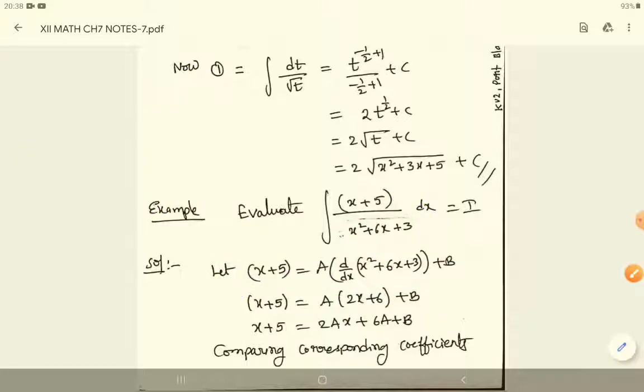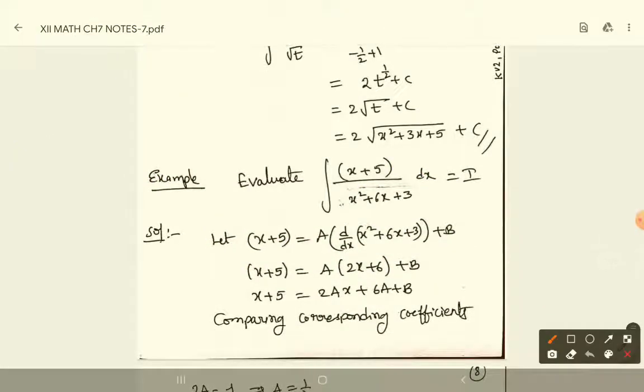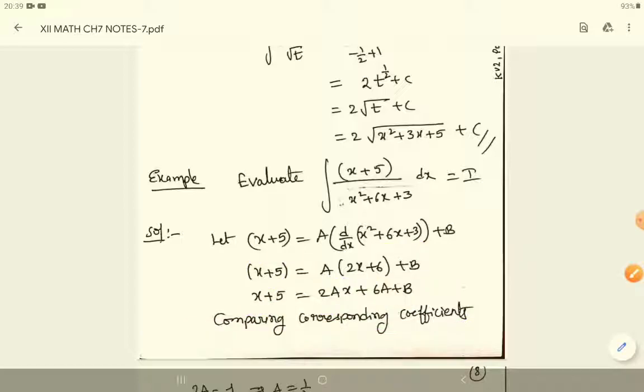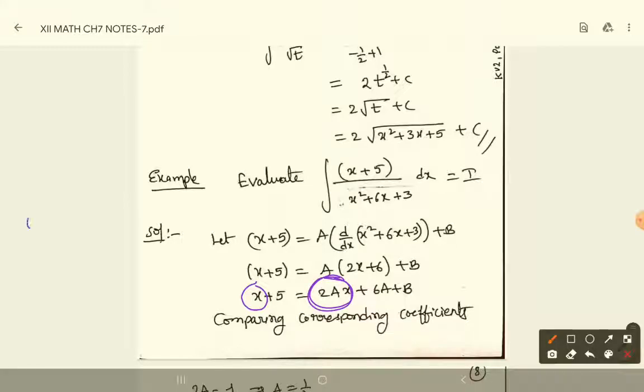Why do we do it like this? We will understand later on. I should write x plus 5, the numerator, is equal to a into the derivative of the denominator, 2x plus 6, plus b. So x plus 5 is equal to 2ax plus 6a plus b. Now compare the coefficients and find out the a and b values. The first task is to be completed by finding a and b values. The x coefficient on both sides: here it is 1, here it is 2a. So 2a is equal to 1, a is equal to 1 by 2.